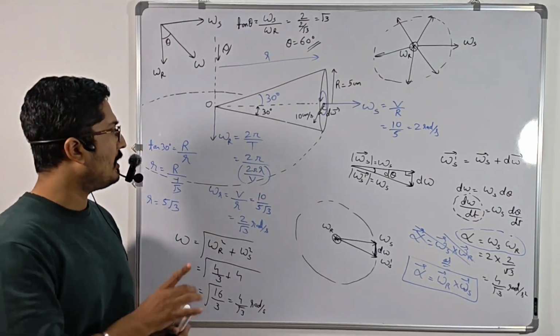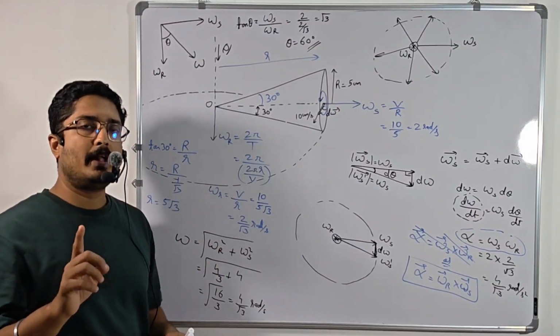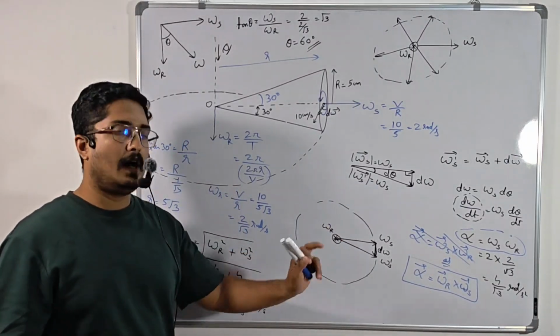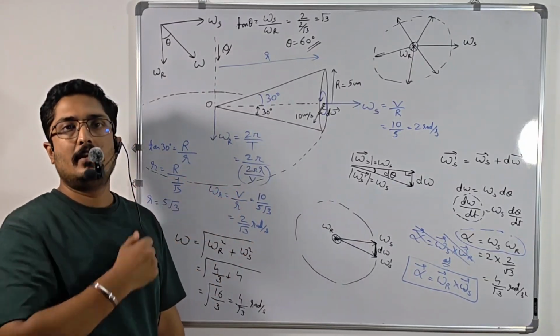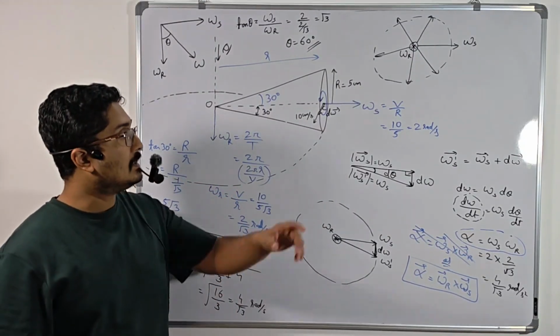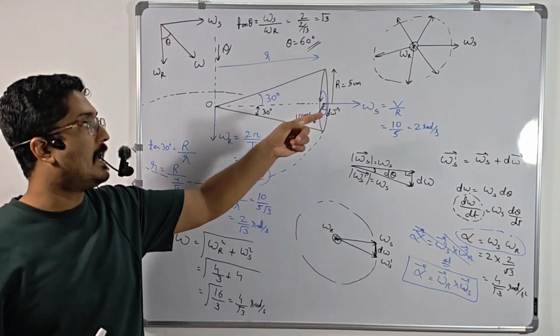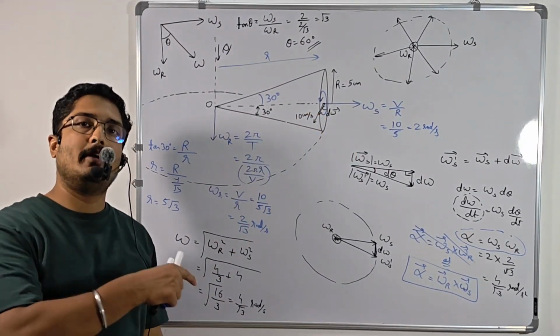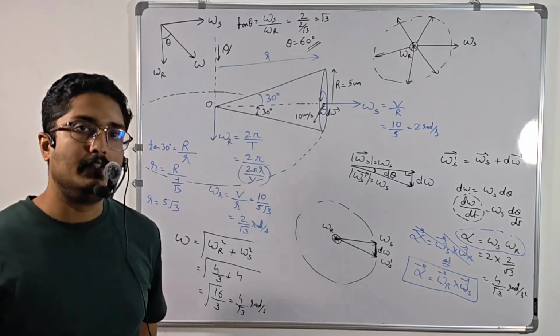Alpha is purely happening because of the spin. The revolution omega has no contribution in the alpha, because that is remaining constant both in terms of direction and magnitude. It is the omega s which, even though remaining constant in magnitude, its direction is continuously changing, and because of that there has been an acceleration. Okay, I hope you have understood. We'll stop here.